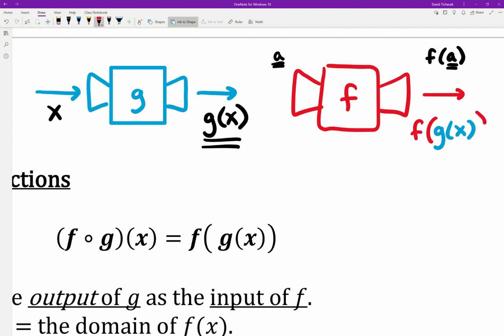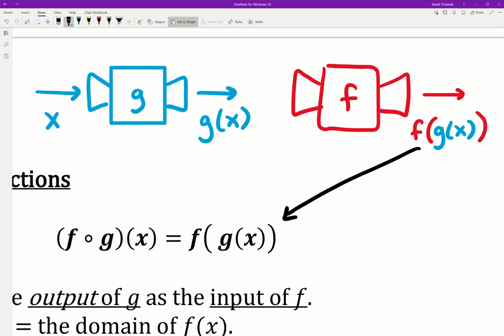So maybe using some color there would help us make some sense out of that, right? So this is G of X coming out of my blue G machine after plugging in X, and then we're plugging that blue G of X into my red F machine, and we're getting F of G of X in that way. And so that's what this is right here. This is F of G of X, and we have some special notation for that output. We use this little circle symbol in between.